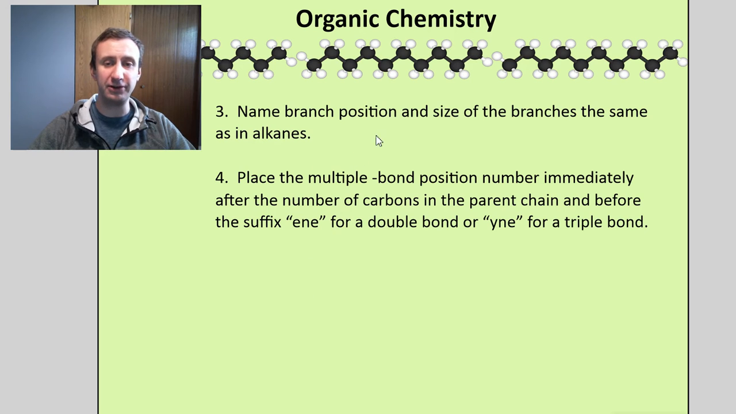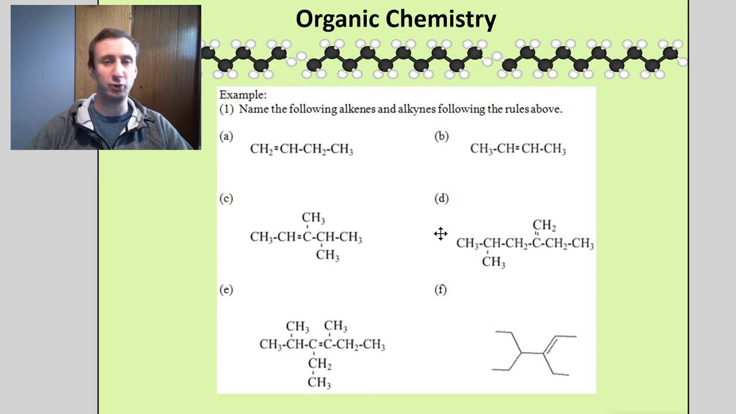So name branch positions and size of the branches the same way as in alkanes. And then at the end, we're going to put the multiple bond position number immediately after the number of carbons in the parent chain. So if we had 4, but, right? And then we'd have the number of where the double or the triple bond is. And then we'd use either ene or yne at the end, ene for a double bond and yne for a triple bond. So like anything else, where you're really going to learn about this is from the examples. Once you see this done a few times, then I think you're probably going to be all set.